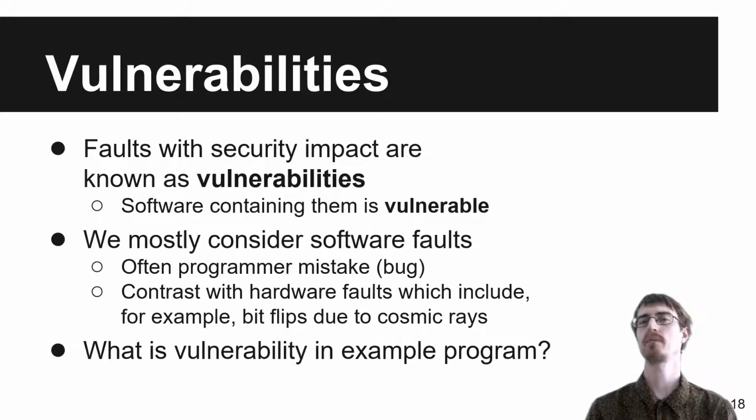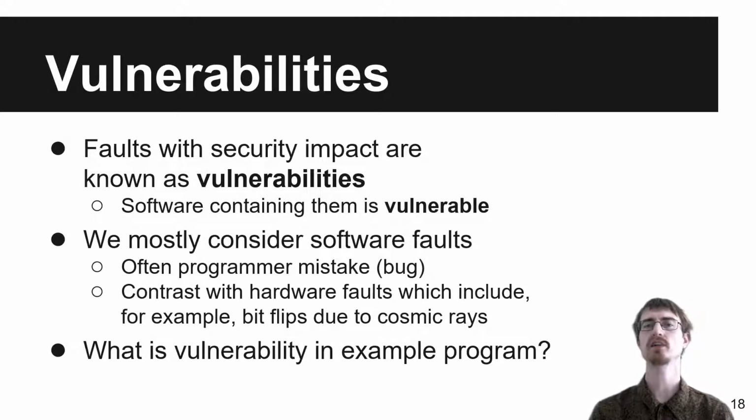So security impact essentially means that a potential attacker is able to threaten one of the CIA properties, namely confidentiality, integrity, and availability. So any fault that allows an attacker to do this is called a vulnerability. And a program containing vulnerabilities is called vulnerable. Now, in practice, almost all software out there is vulnerable because it's impossible to write a program without making mistakes.